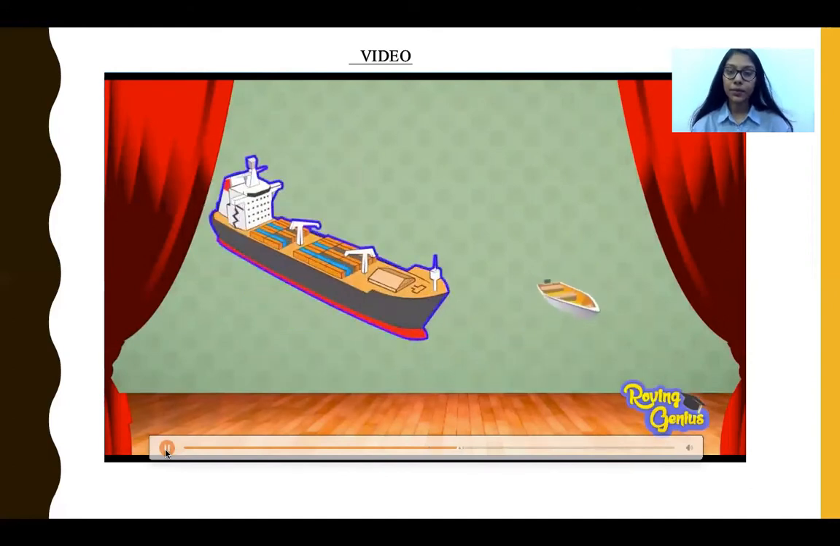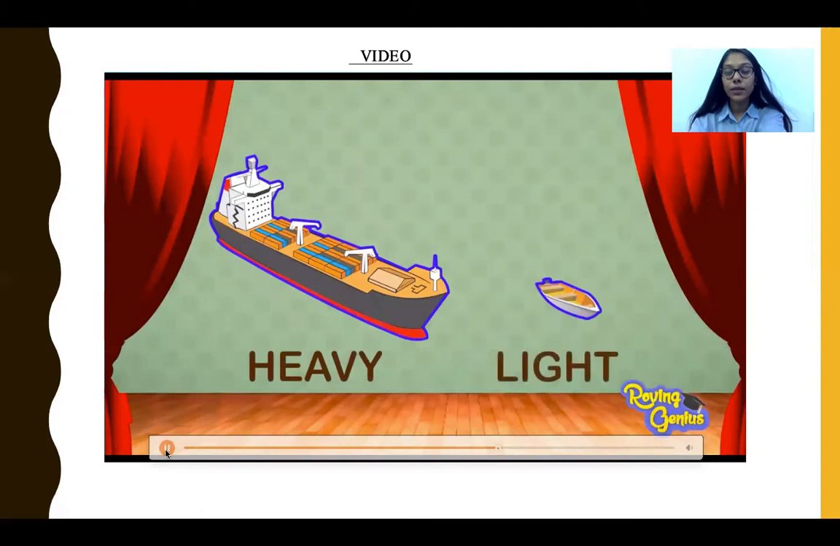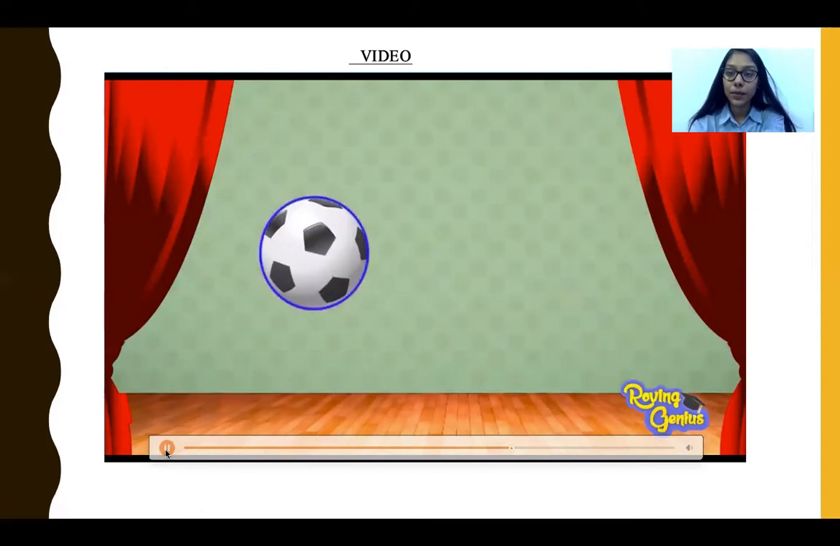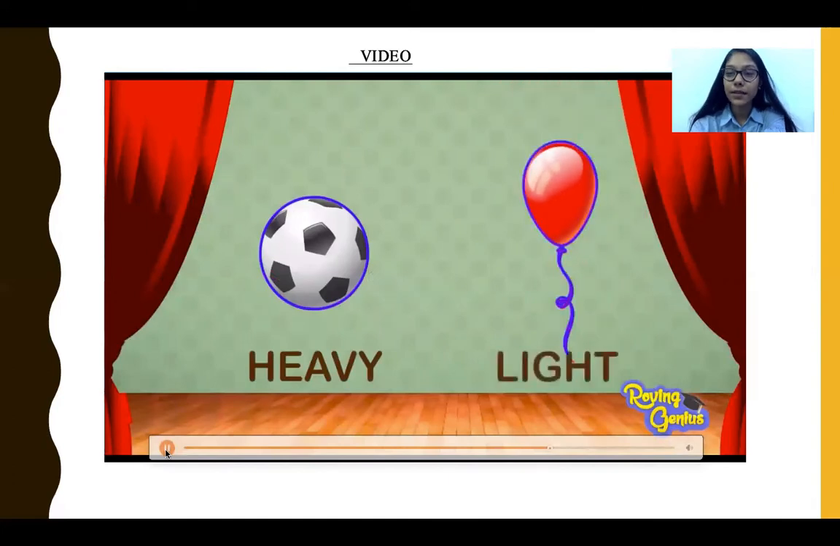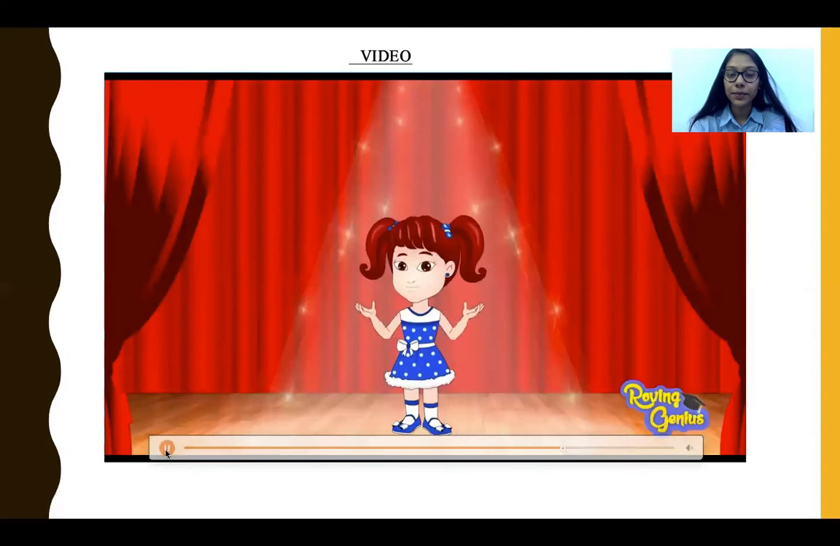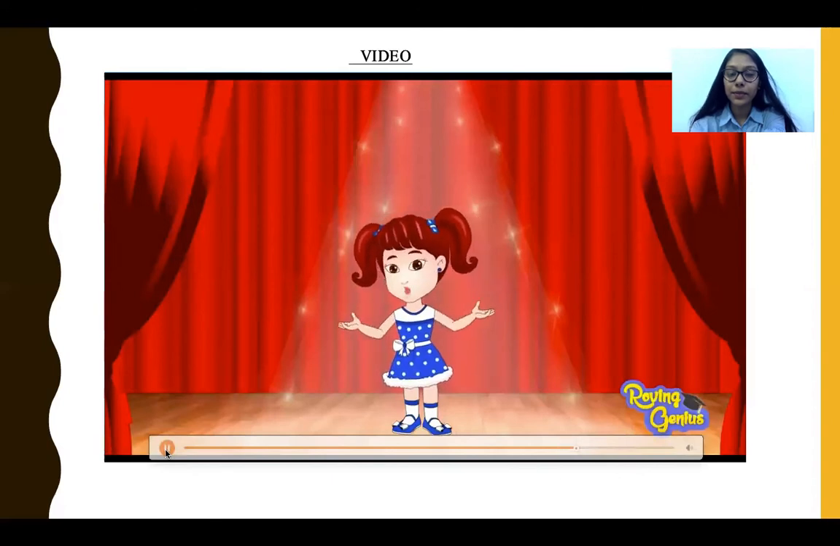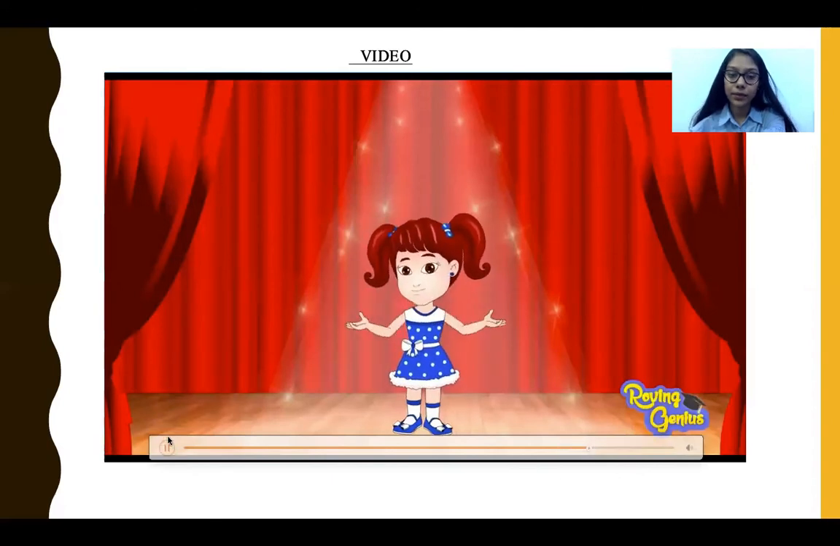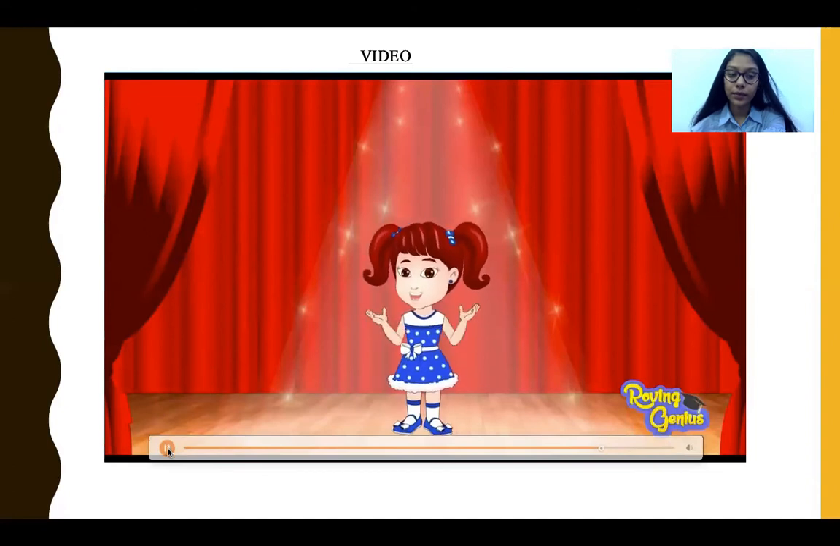Look at this ship. It is heavy, whereas this boat is light. A football is heavy, but a balloon is light. Do you know that we can also compare objects based on their length? We will learn about this.